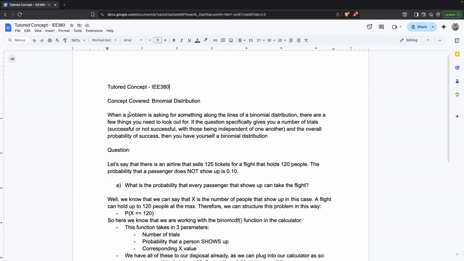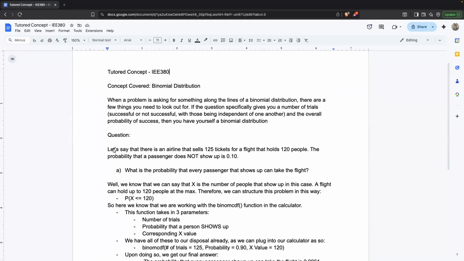So let's start by reading the first part of the problem. Let's say that there is an airline that sells 125 tickets for a flight that holds 120 people. The probability that a passenger does not show up is 0.10 or 10%. So for the first part, what is the probability that every passenger that shows up can take the flight?